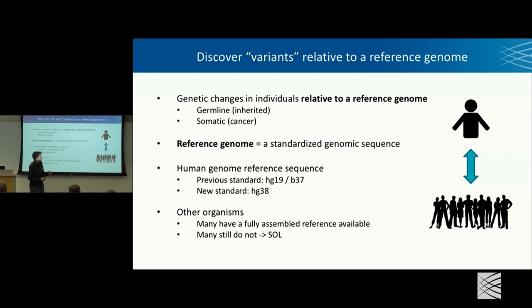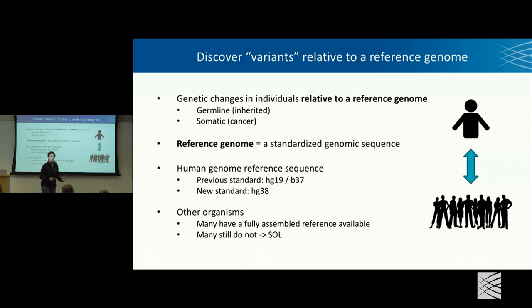So we're going to look at two main types of variation. There's the germline variation, which is inherited through the germline. And then there's somatic variation, which is typically something we look at in the context of cancer. That's the variation that arises in the course of your life. But there are other forms of somatic variation that are not related to cancer. We just focus on that because it's a primary area of research for us.